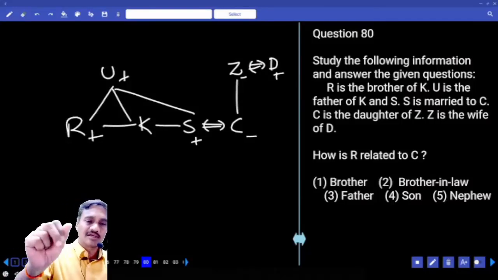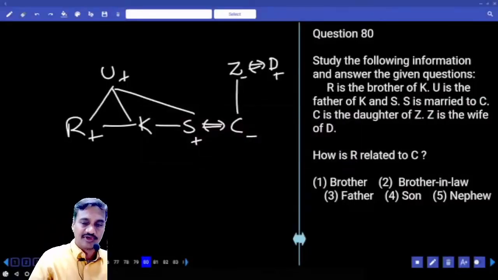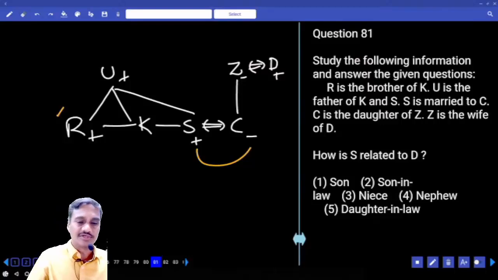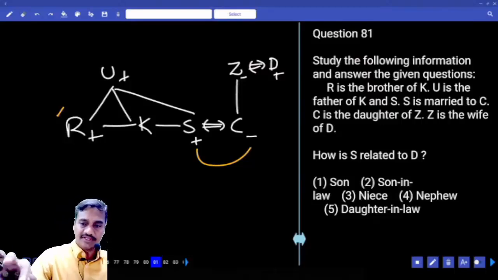And how is R related to C and M? Yes, tell me what is your answer here? C's husband's brother. Husband's brother, brother-in-law, choice 2, question number 80. And 81, how is S related to D? S related to D, D is son's husband.